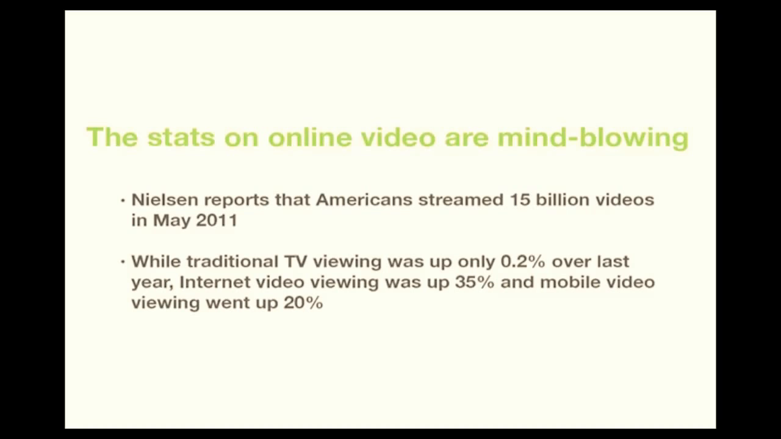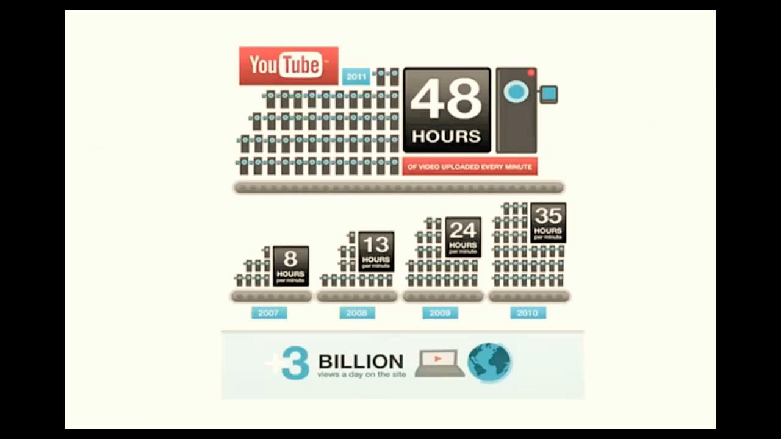And, by all accounts, it looks like they're on the right track. Now, this is a great illustration of the popularity of YouTube. There are 48 hours of video uploaded every minute. That was in 2011. As you can see, the growth over the years has been really rapid. Starting in 2007 at 8 hours per minute, which, even then, is a lot. And then growing very consistently to 13 in 2008, 24 in 2009, 35 in 2010, and 48 in 2011. And you can be sure that 2012 is going to be another big jump.